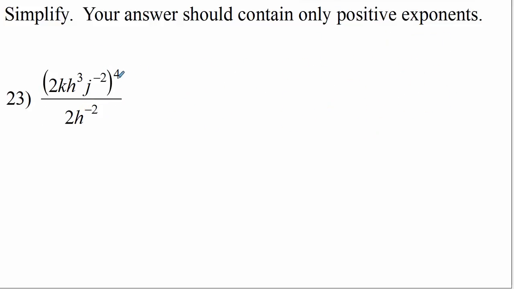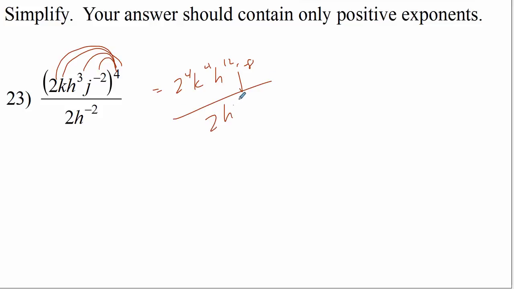Let's do this last problem here and see where we're at. So let's multiply, multiply, multiply, and then multiply again. So that gives me 2 to the 4. Man, there's a lot of 2 to the 4s here. K to the 4, h to the 12, j to the negative 8, over 2h to the negative 2. Let's move things, flip them if we need them. So 2 to the 4, k to the 4, h to the 12, h to the 2, over 2j to the 8. I flipped what was negative and put it on the opposite sides of the fraction.